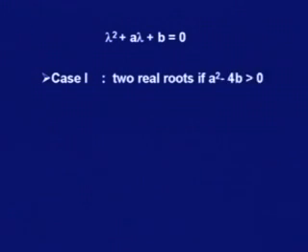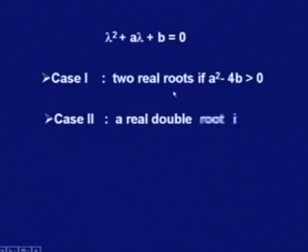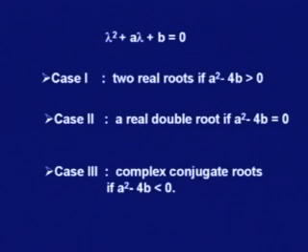Case 1, if my discriminant function a square minus 4b is positive, we will get 2 real roots. And the second case is, if this discriminant function a square minus 4b is 0, we will get a real double root, that is I will get the same roots. And case 3, if my a square minus 4b is less than 0, we will get the complex conjugate roots. We will discuss these cases one by one and the solution therefore for the given differential equation. Case 1, let us say 2 distinct real roots lambda 1 and lambda 2.